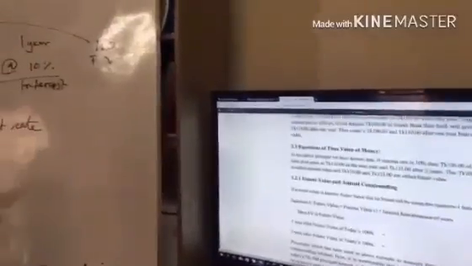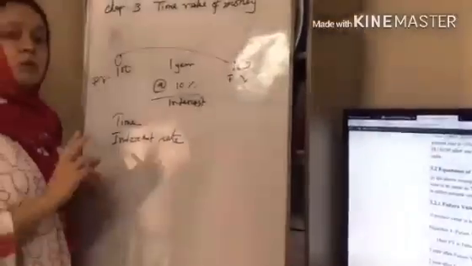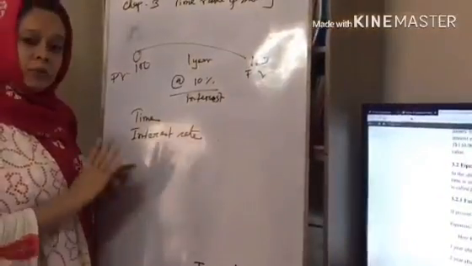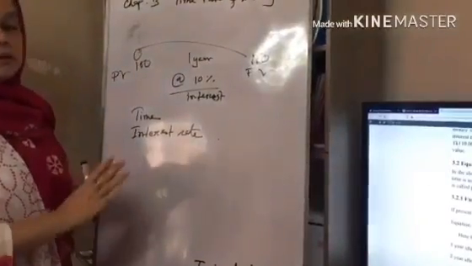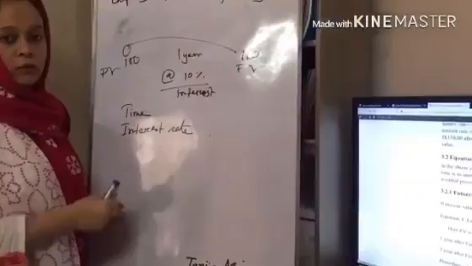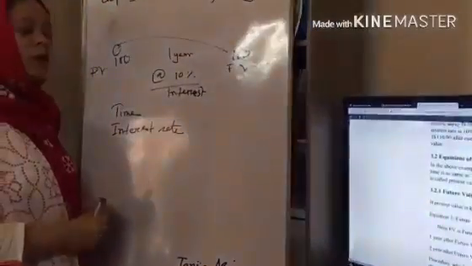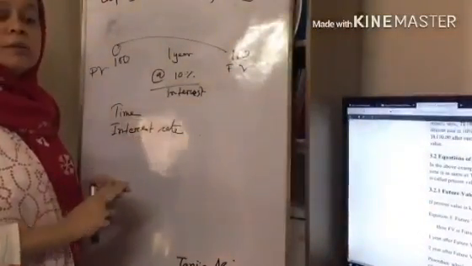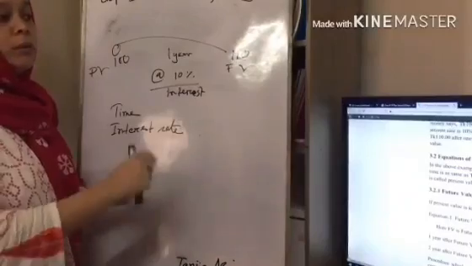There I mentioned that in time value of money there are two types of situation. One is present value and another is future value. Present value shows the present value of money, and future value shows the present value of money added with the interest rate, and what will be the total amount.